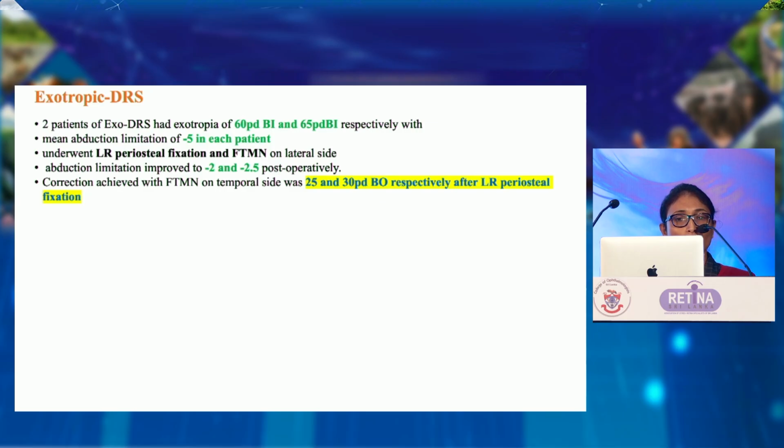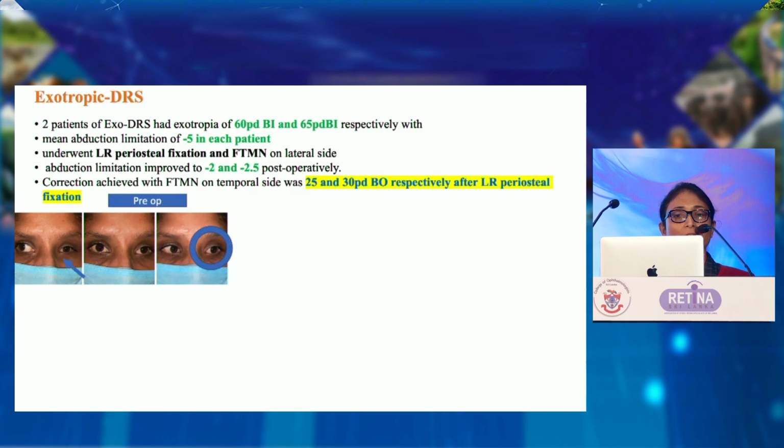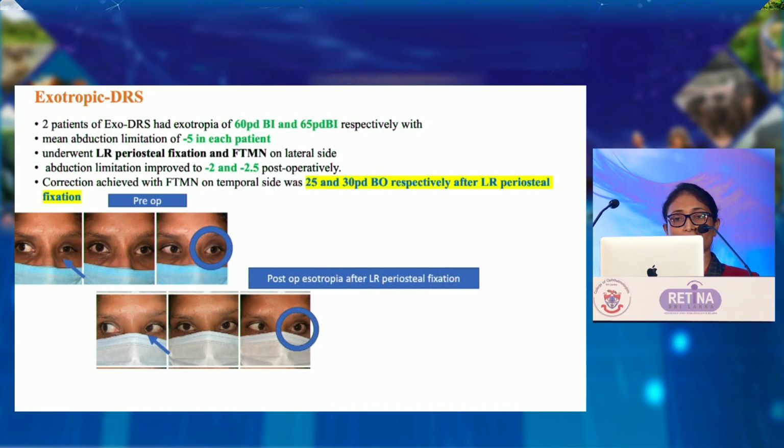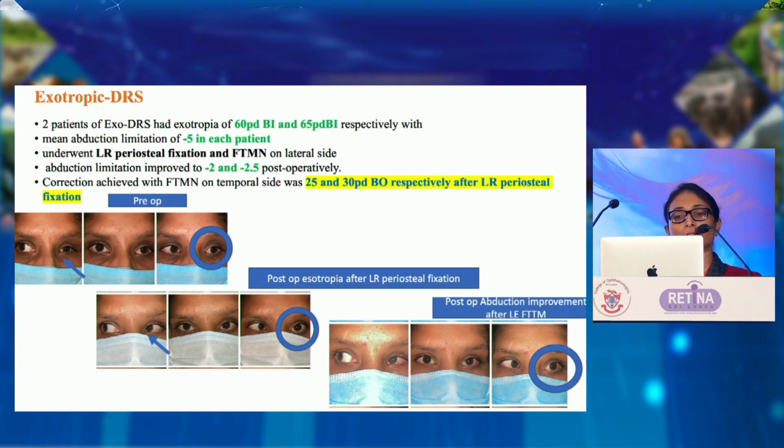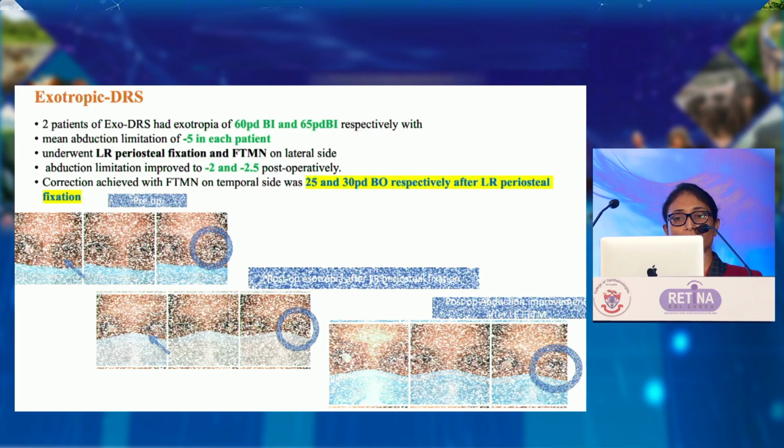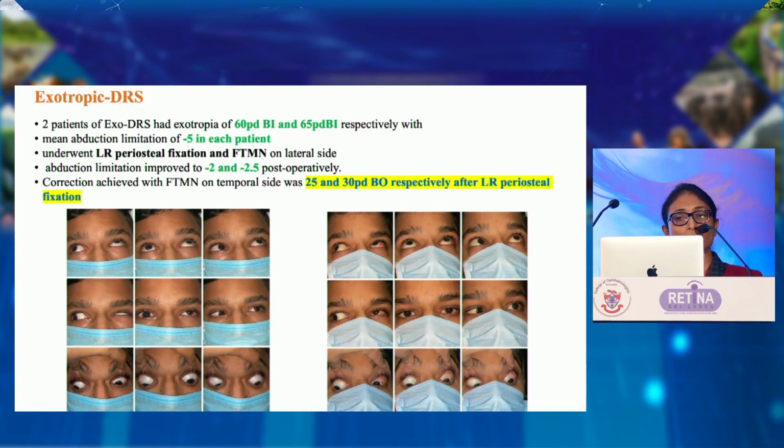Then there were 2 patients of exotropic DRS, and mean abduction was -5 in each patient. Both of them underwent LR periosteal and full tendon modified Nishida. This is the patient after LR periosteal fixation showing deficit abduction. So the full tendon modified Nishida was done after the LR periosteal, and mean correction achieved by this procedure was 25 and 30 base out respectively.